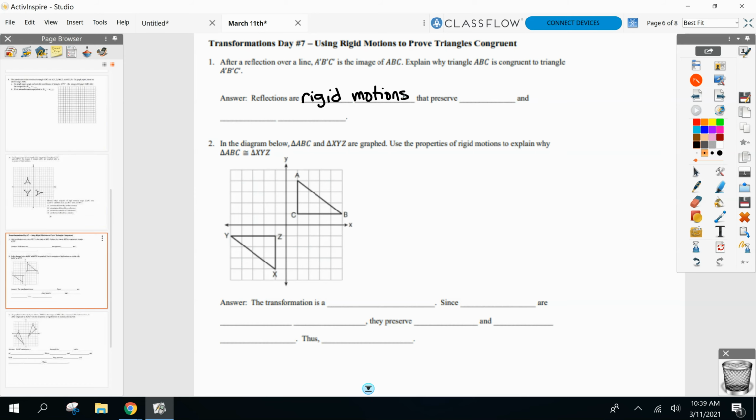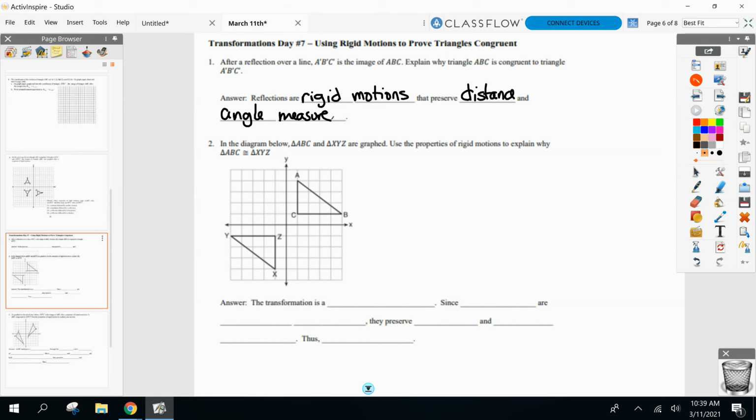What are the two properties of rigid motions? They preserve side length and angle measure. Instead of side length, I'm going to say they preserve distance, which is basically side length, and angle measure. That's just bare bones right there. I told you we're doing a reflection, so you said, reflections are rigid motions, and rigid motions preserve distance and angle measure.